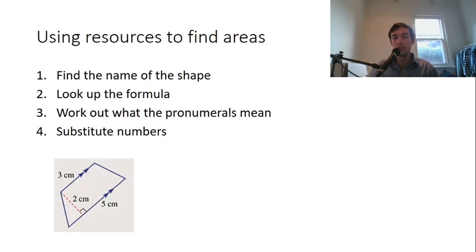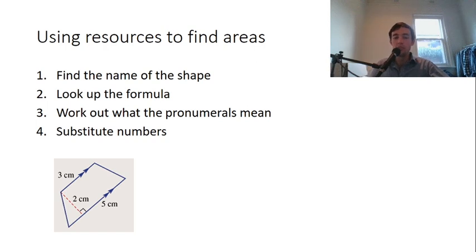Okay. So what do you do when you need to find the area of a shape and it's a tricky question, you don't know how to approach it? Here's 4 steps. You find the name of the shape, whether that's from remembering or looking up a chart. Then you look up the formula. You work out what the pronumerals mean, you substitute numbers. We'll go through those steps and explain them as we go.